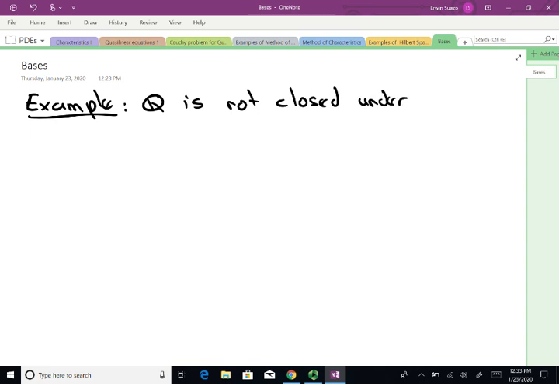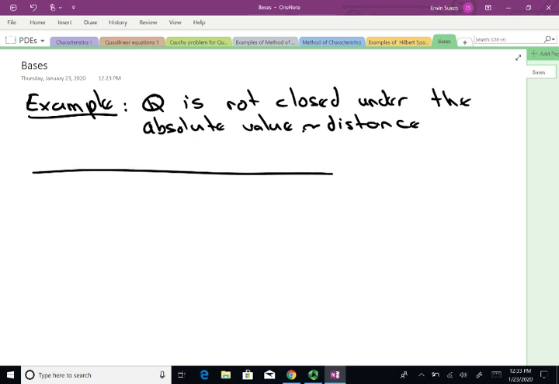under the absolute value. Meaning distance. Okay. How do we measure distance on the real line? So we have 5, we have 7, we take 7 minus 5, or 5 minus 7 in absolute value, gives us 2, right? So what does it mean? Why is this not closed?